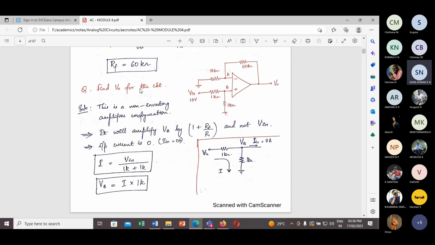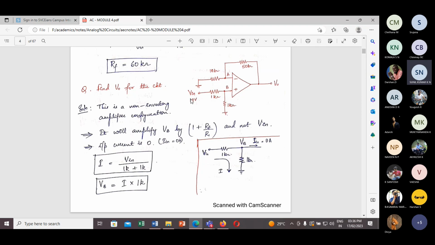Find the output voltage for the circuit that has been asked. Here you can see the input is being given through a potential divider of 1K and 1K resistors. 10 volts I am going to apply here, but we need to find out what the effective voltage across this is. And here 50 kilo ohms and 10 kilo ohms are considered as the feedback network, RF and R1 respectively. So this will be considered as a non-inverting amplifier configuration itself.